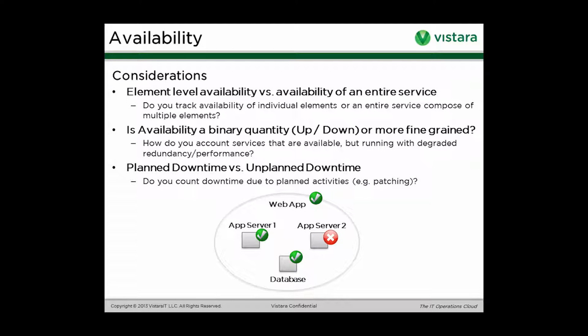Another aspect here is, what do you count against downtime? Meaning, when is the service not available? If you have planned activities such as patching or other upgrades, do you count the time that the device was down in order to patch it? Do you count that downtime against availability, or do you just sort of discount that? Right. Again, these are choices that you have to make to standardize how you measure and track availability.